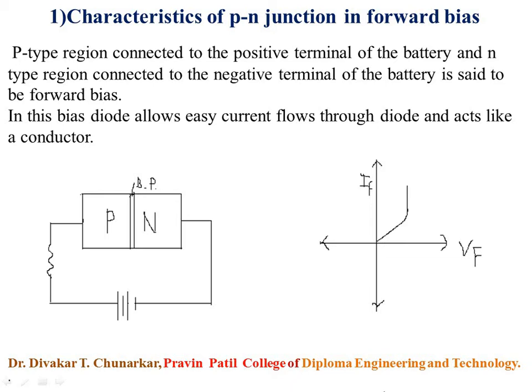And when we increase the forward bias, or when the current increases in forward bias, the width of the depletion region decreases, and so does the barrier potential. Therefore, in case of PN junction diode in forward bias, the depletion region is very small as compared to the PN junction diode in reverse bias.